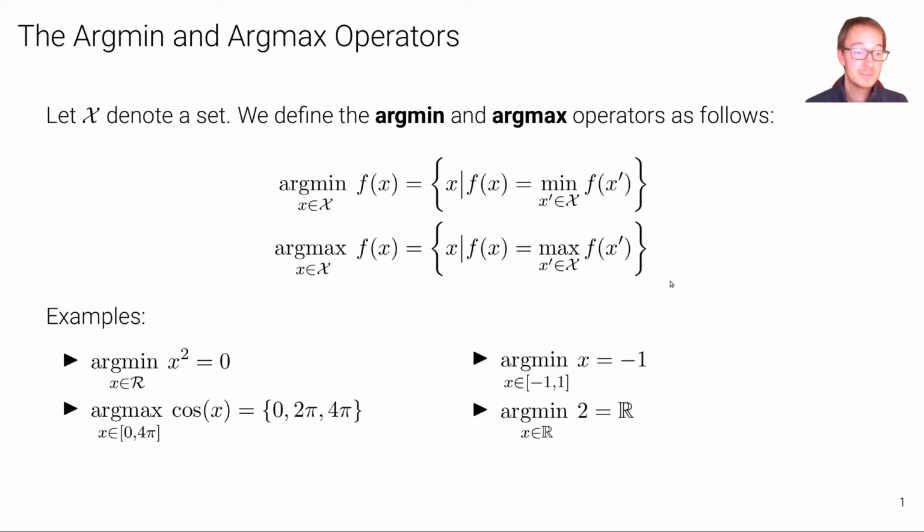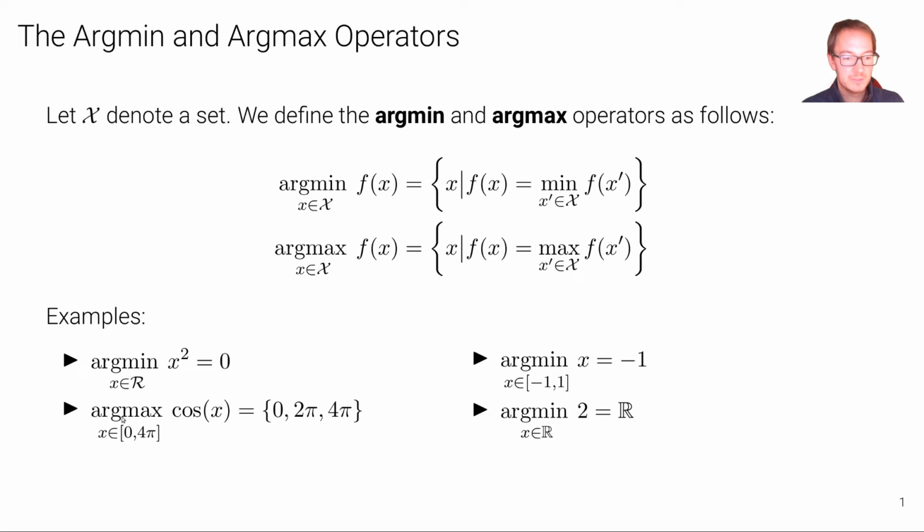Let's look at some examples. Let's consider the square function. The Argmin of x squared with respect to x is 0. Well, in this case also the function is 0 at that location, but in particular the argument is 0, where the function attains its minimal value 0.